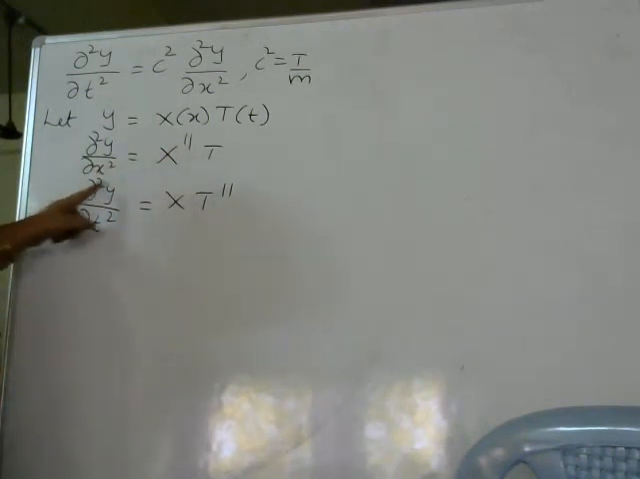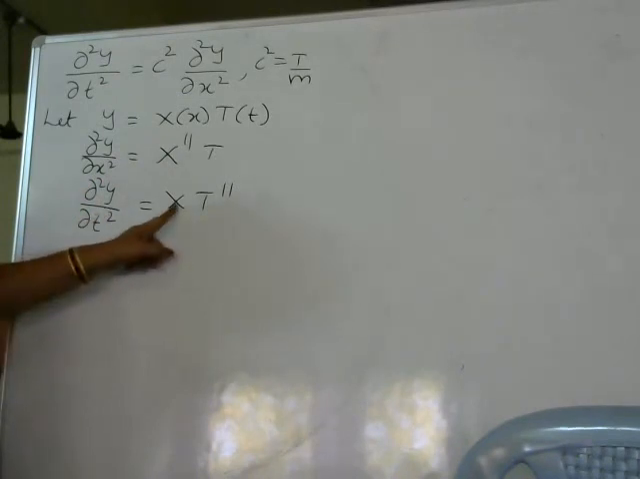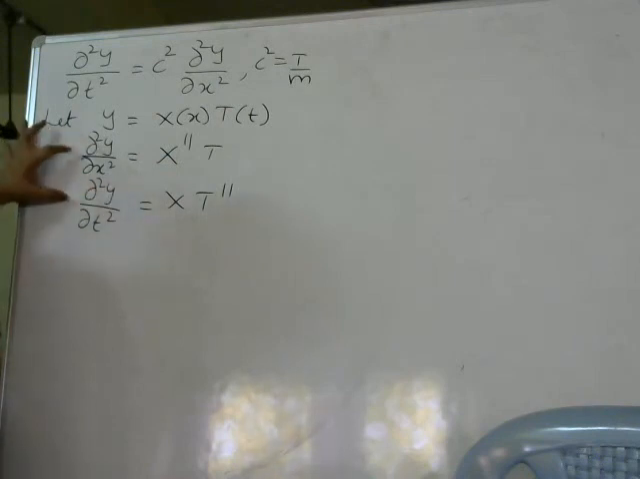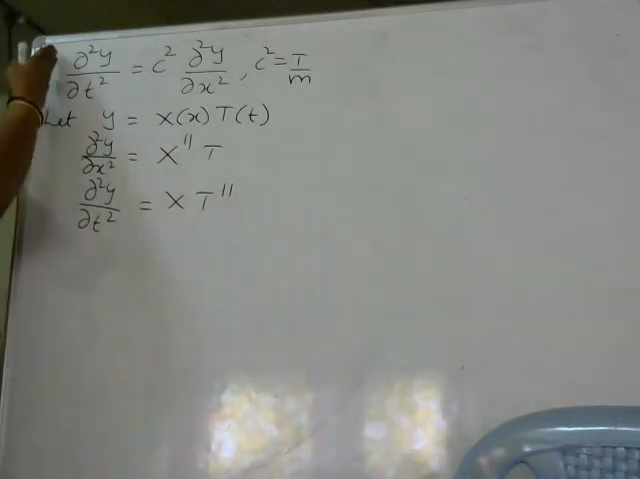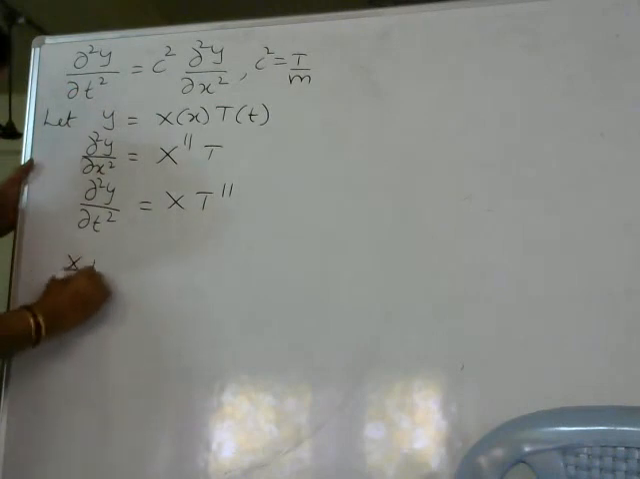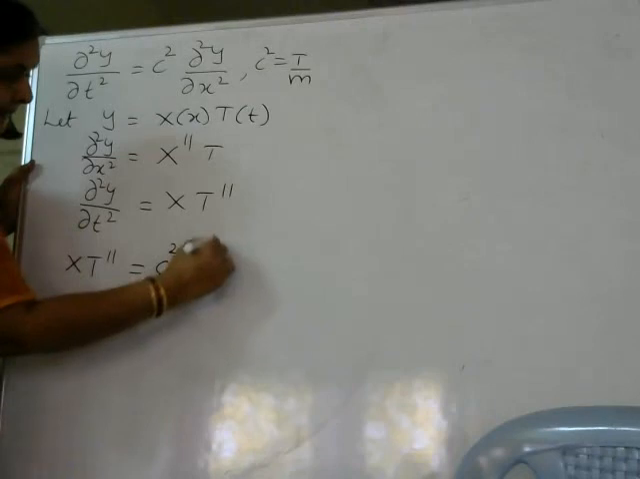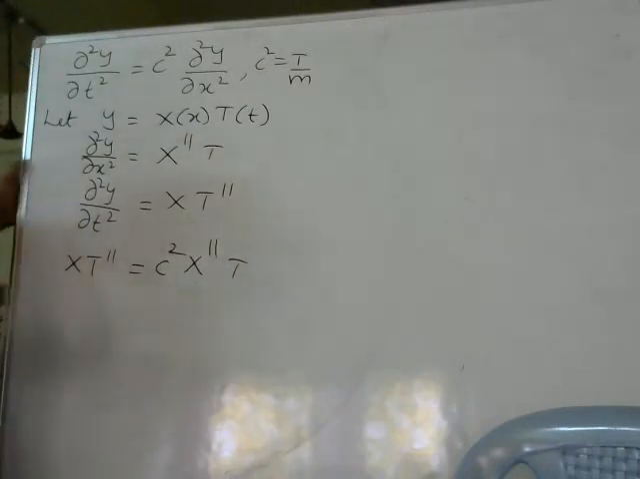Here, the partial derivative of y with respect to t 2 times, keeping x as constant. I hope you understood this part, how we got the value. So these values we will substitute in the equation. So ∂²y/∂t² means x t'' is equal to c² x'' t. Now we go with variable separable form.